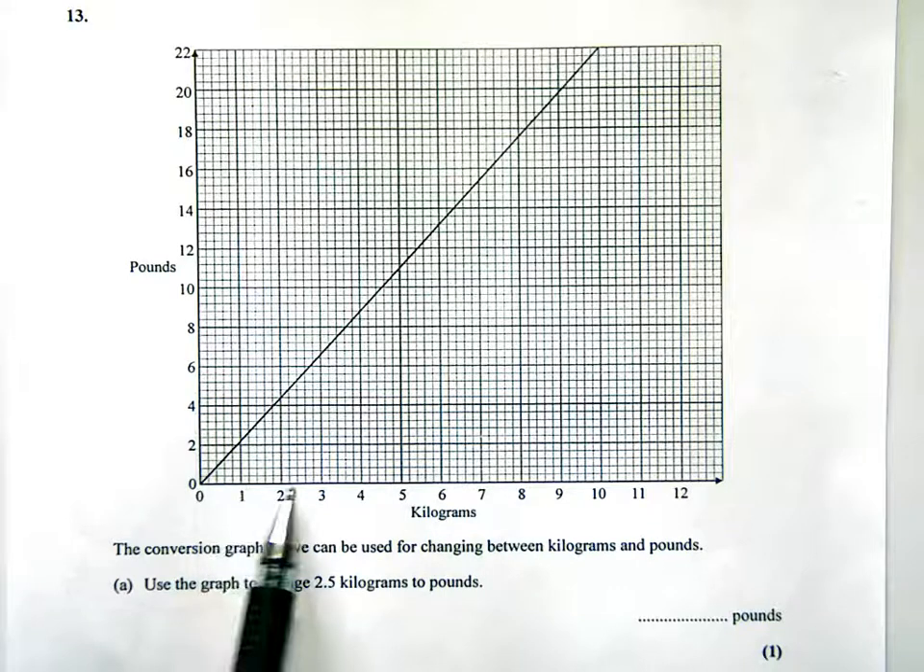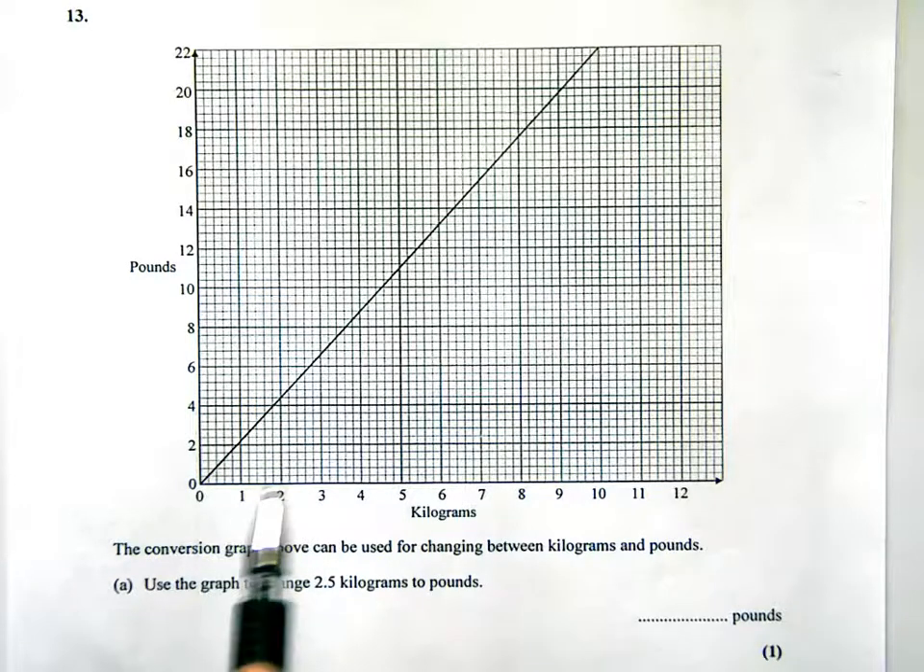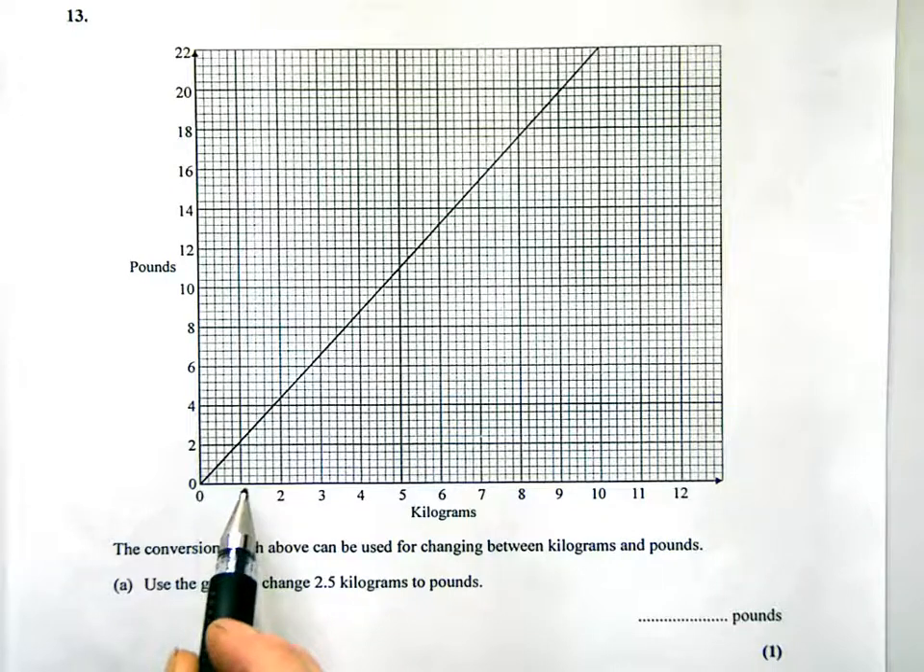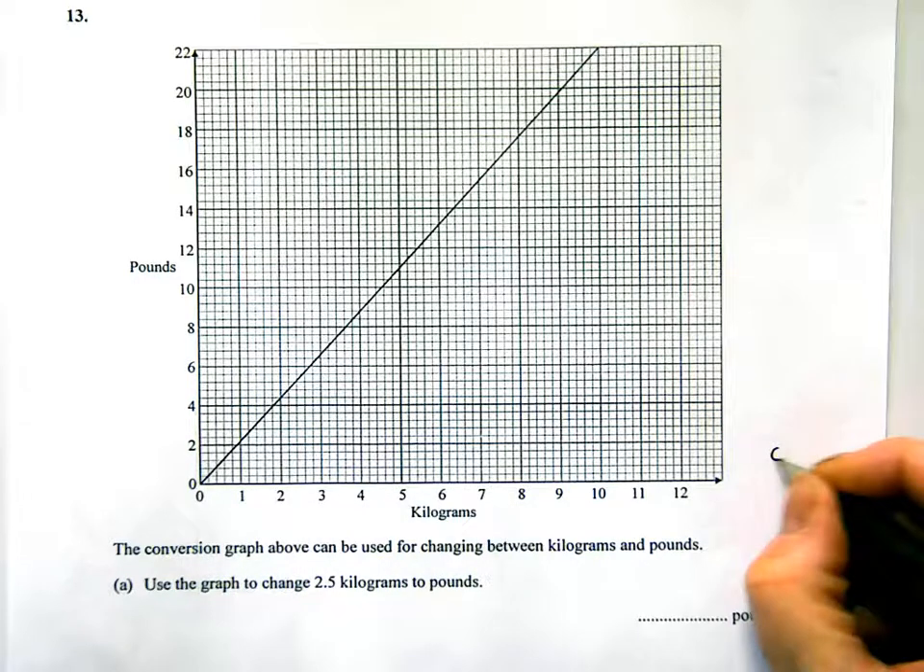1 kilogram is represented by 5 squares. 5 squares is equal to 1 kilogram. So each small square must be 0.2. Let's check it. 1, 1.2, 1.4, 1.6, 1.8, 2. So I'm just going to put that there to remind myself.